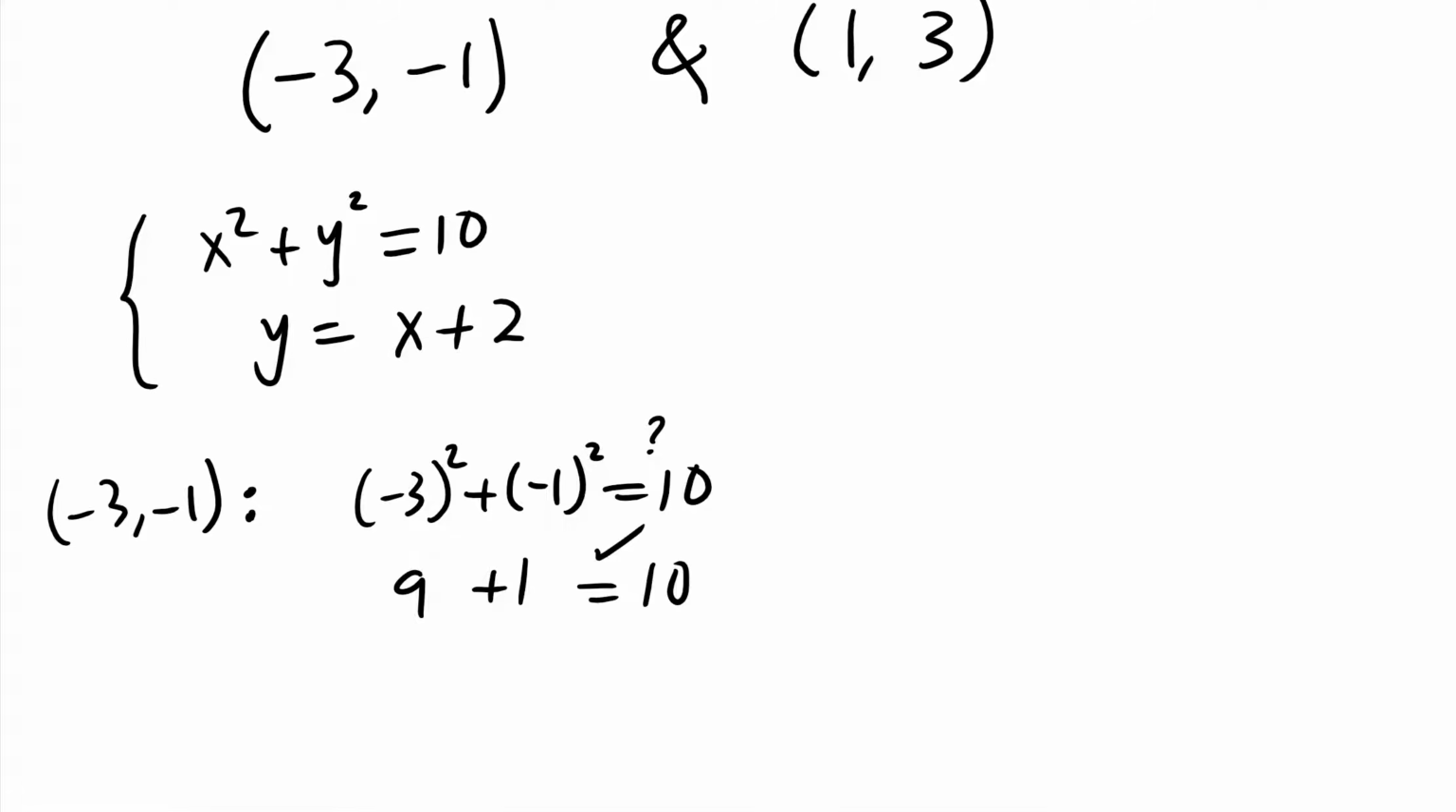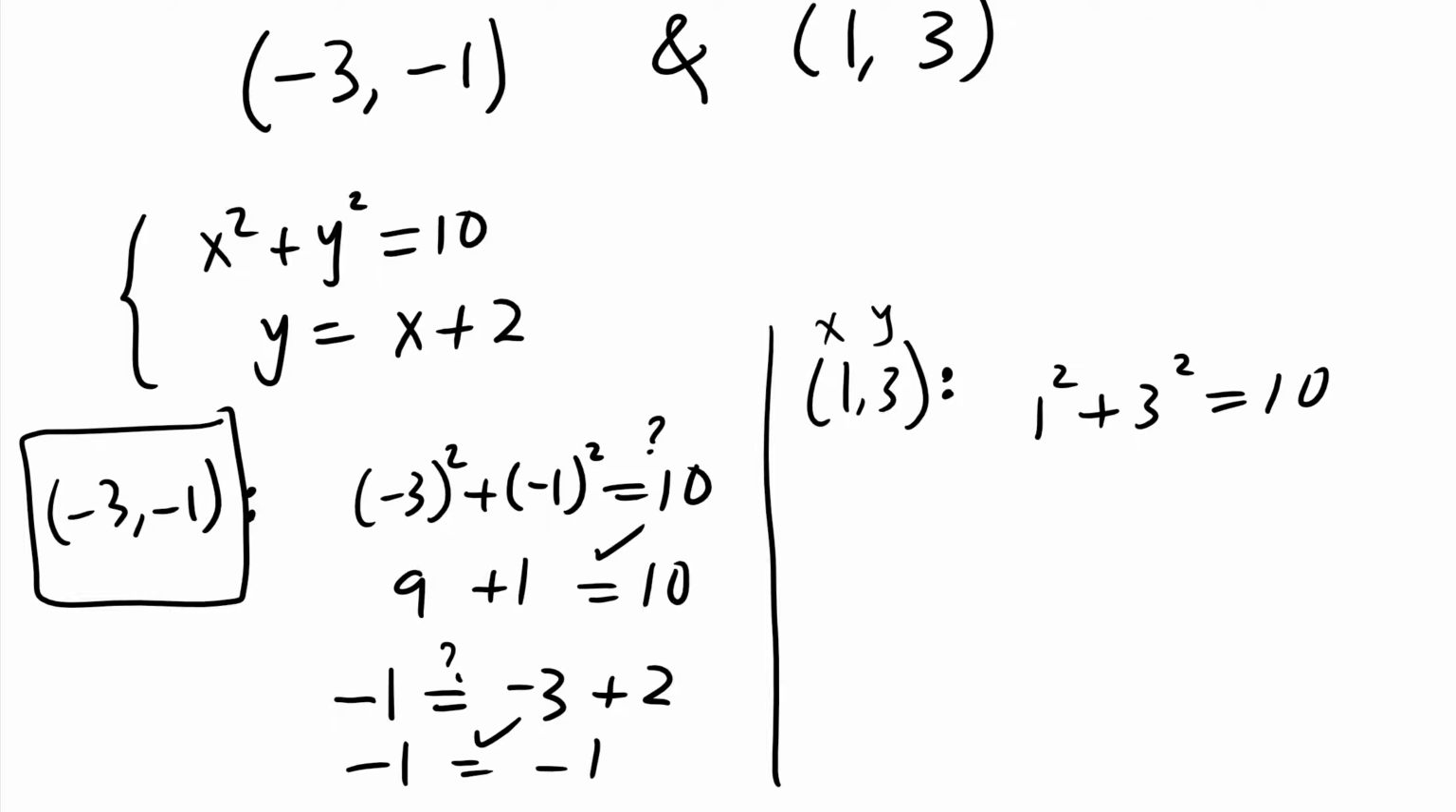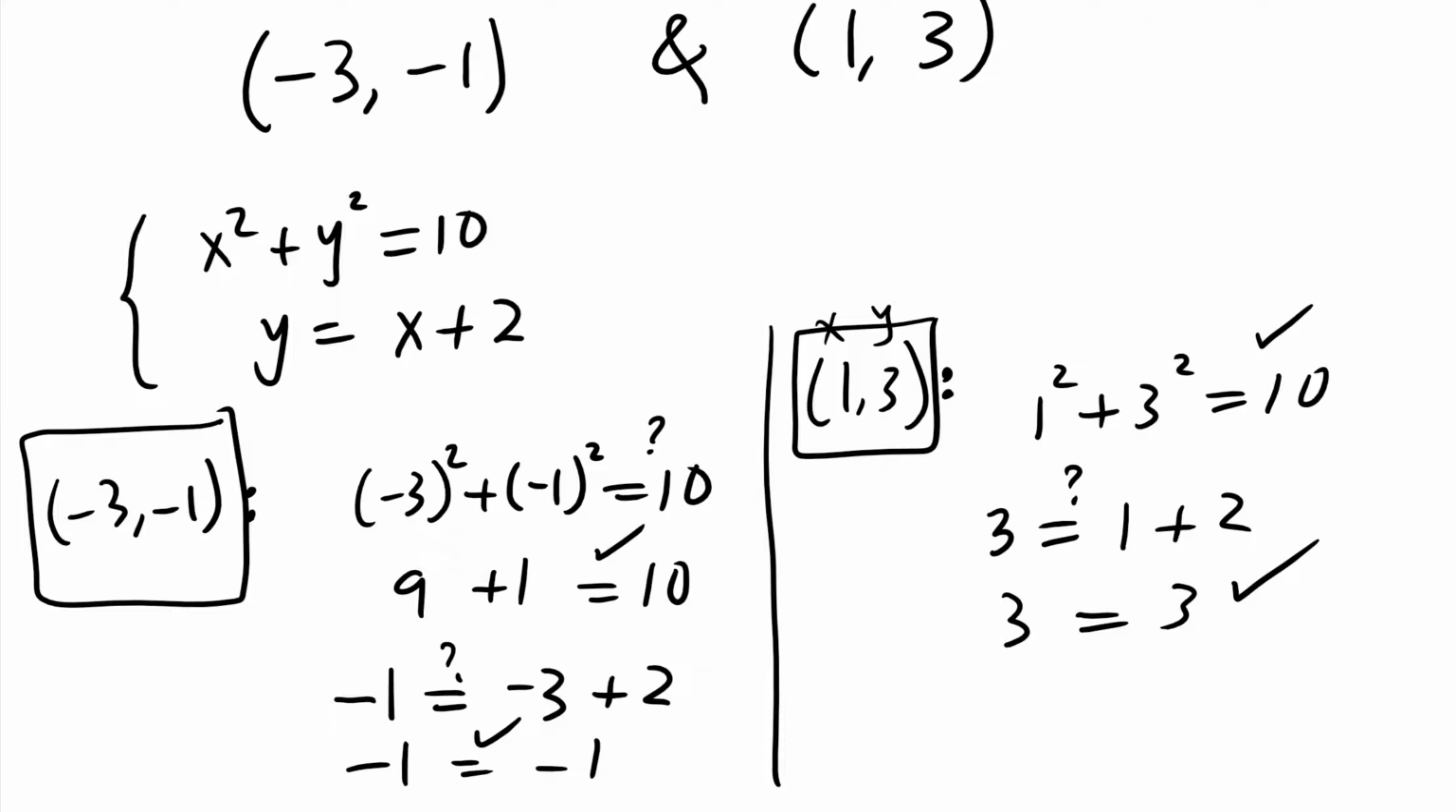And it must work for the second. For the second, y is negative 1. Does that equal negative 3 plus 2? Negative 1 equals negative 1. So this is a solution, so we can box it. We do the same thing for 1 comma 3. x is 1, y is 3. Substitute 1 squared plus 3 squared. Is that 10? Yes. Substitute in the second one. 3, does that equal 1 plus 2? Yes, it does. So we have 2 solutions.